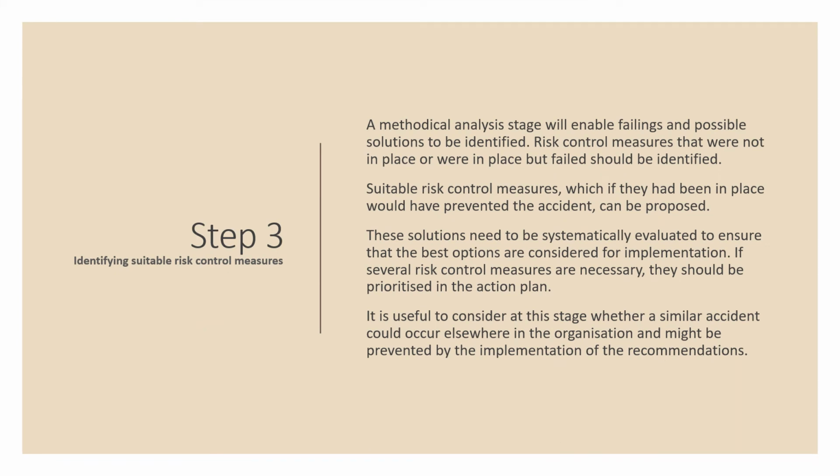In step 3, you will now need to identify the suitable risk control measures. This is a methodical analysis stage which will enable failings and possible solutions to be identified. Risk control measures that were not in place or were in place but failed should be identified. Suitable risk control measures, which if they had been in place would have prevented the accident, can be proposed. These solutions need to be systematically evaluated to ensure that the best options are considered for implementation. If several risk control measures are necessary, they should be prioritized in the action plan.